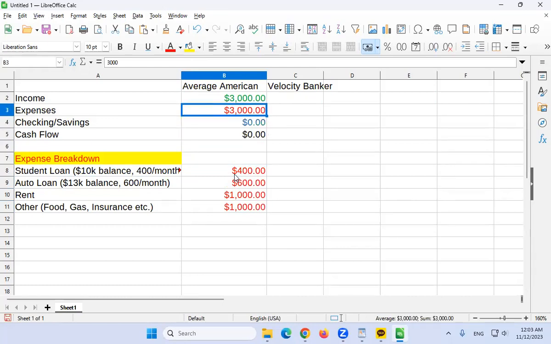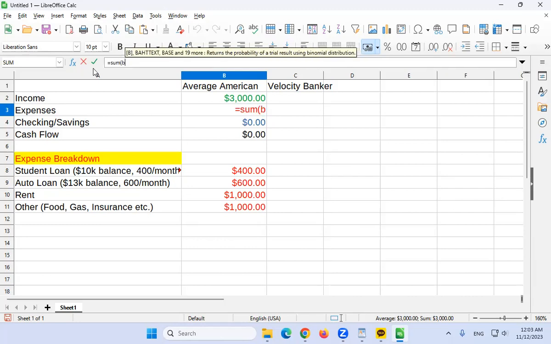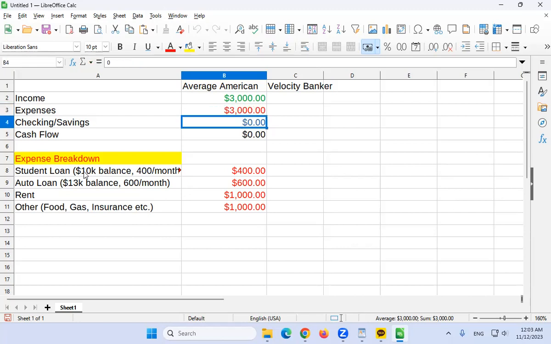So now let's actually put it in a formula. Equals sum B8 to B11. It's going to take column B, rows 8 to 11, and sum them up. So in case something changes, for example, maybe this is $1,001, it's accounted for right here. So let's go ahead and do that.